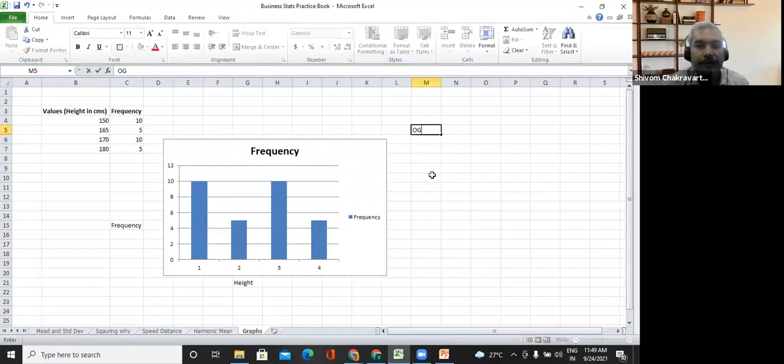Ogive. Okay, so that is an important element of histogram, you can say. Yeah, so this is about histogram.